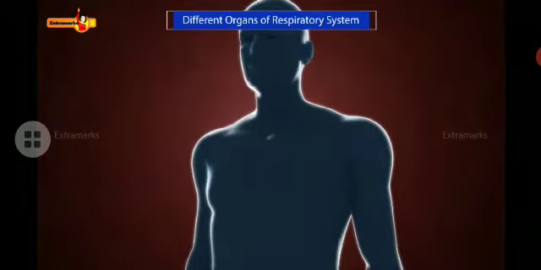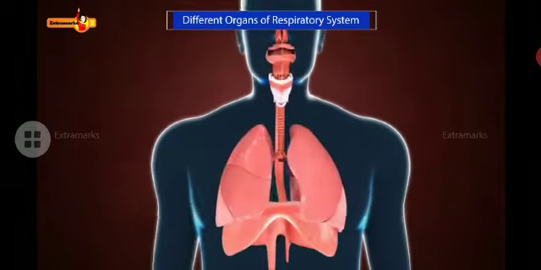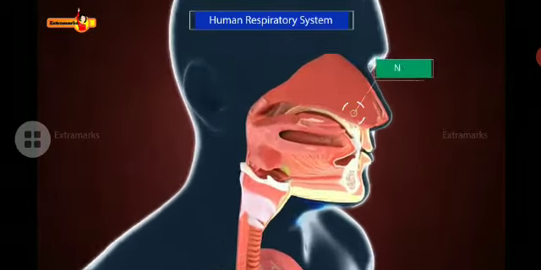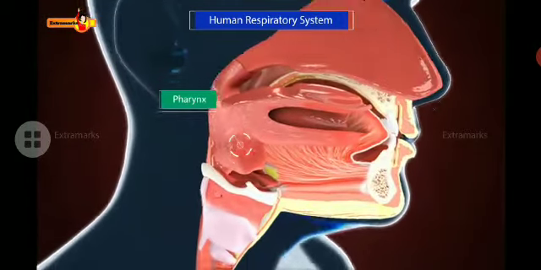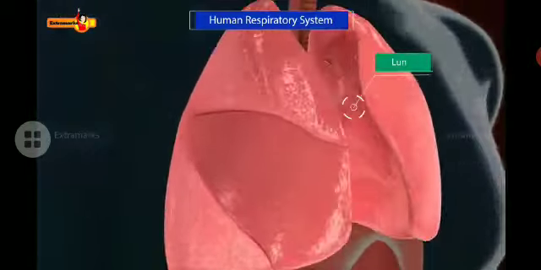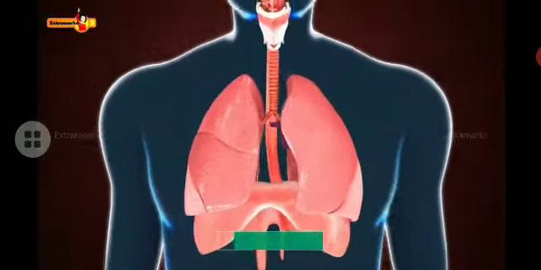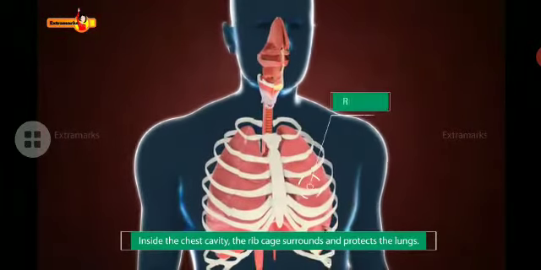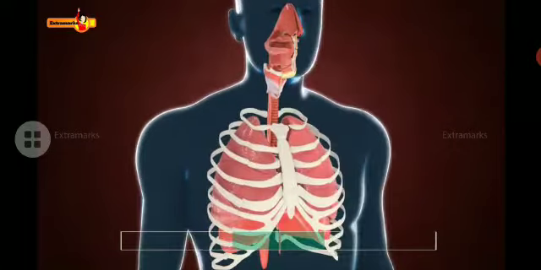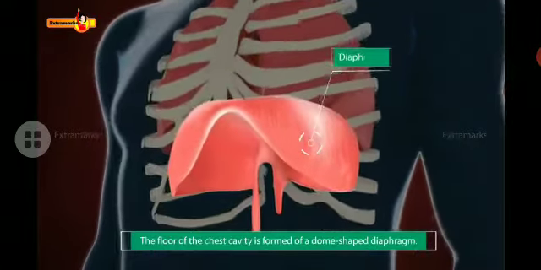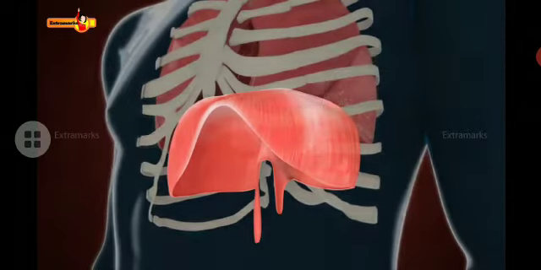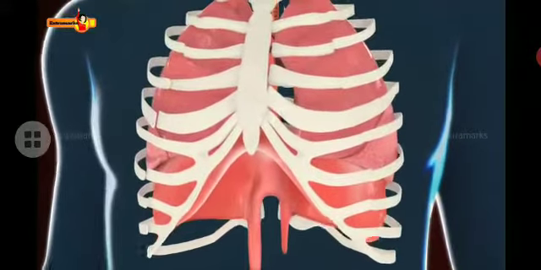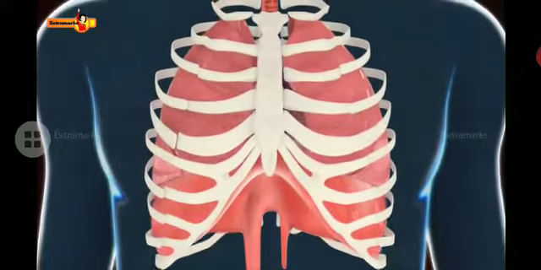Different organs work together to facilitate the process of respiration via respiratory system. The human respiratory system mainly consists of nose, pharynx, larynx, trachea, and lungs. This system occupies the major part of the chest cavity. Inside the chest cavity, the rib cage surrounds and protects the lungs. The floor of the chest cavity is formed of a dome-shaped diaphragm. The diaphragm, along with the rib muscles, changes the volume of the chest cavity during inspiration and expiration.